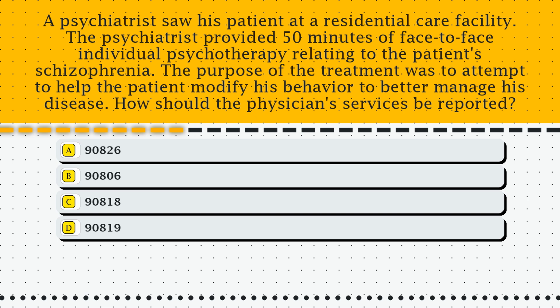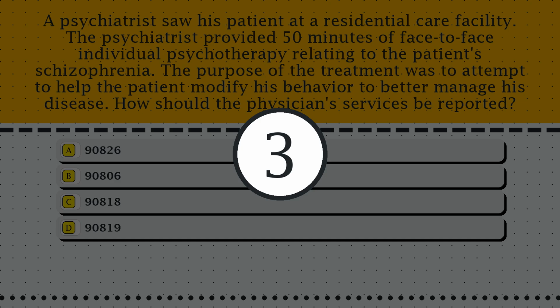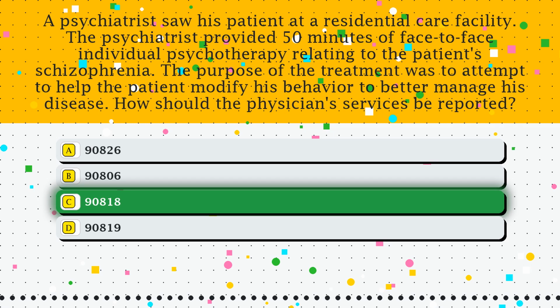Option A, 90,826. Option B, 90,806. Option C, 90,818. Option D, 90,819. The correct answer is option C, 90,818.